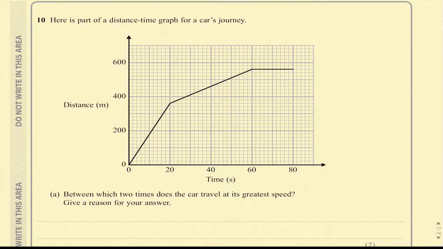Question 10. Here is a part of a distance time graph for a car journey. In this distance time graph, we need to work out the greatest speed. The speed in this distance time graph is the gradient. So speed of a distance time graph is the gradient.